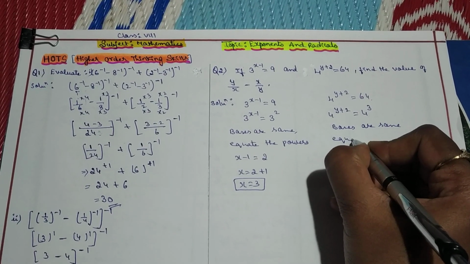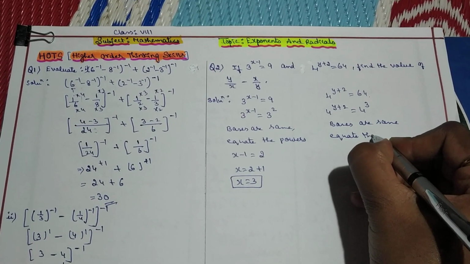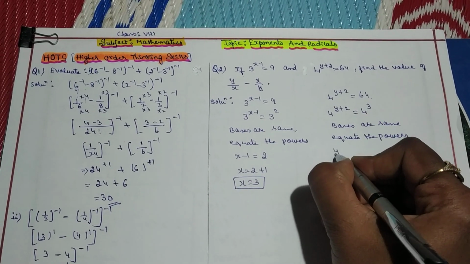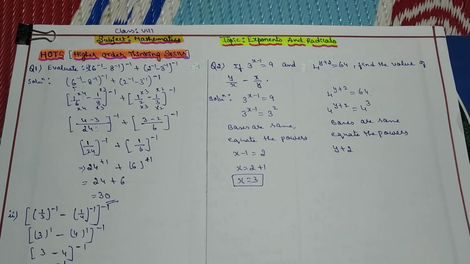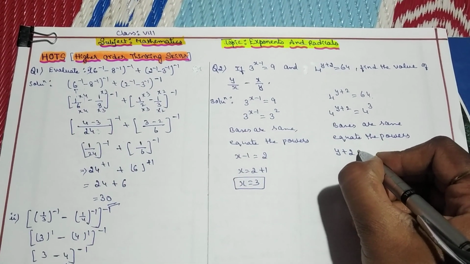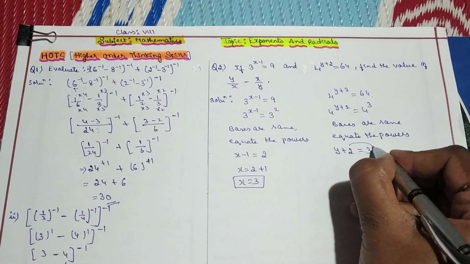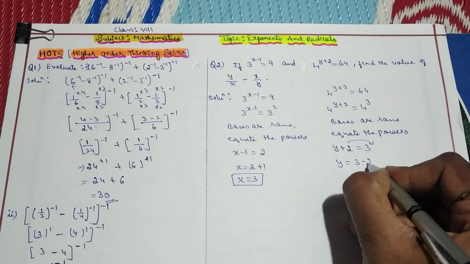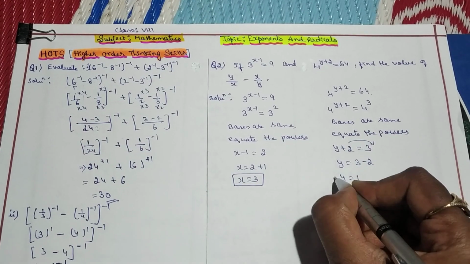equate the powers. Then left hand side power is y plus 2 and the right hand side power is 3. Then plus 2 going to either side becomes minus 2. 3 minus 2, then the value of y is 1.